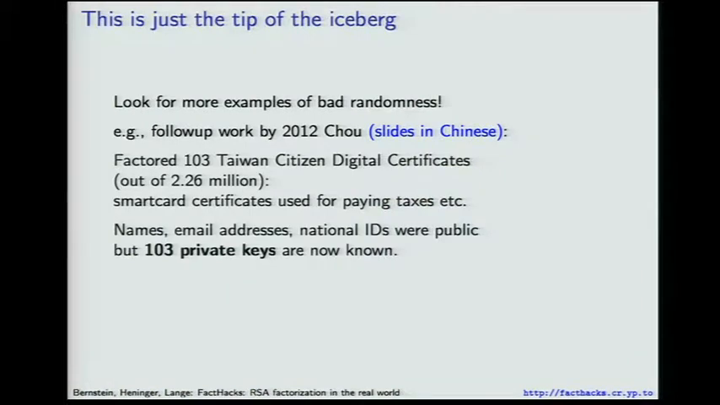Once you've found that there's a problem like this, then of course you start looking around for more and more places where you might have some bad randomness. For example, there's a paper, or at least slides, by Chow in Taiwan saying they took 2 million Taiwan citizen digital certificates and did some GCDs and found that 103 of those were factorable. So anybody who downloaded these certificates, which apparently are used in Taiwan for paying your taxes, talking to banks, I don't know, but paying taxes is one that I've checked. So 103 people out there have these Taiwan citizen digital certificates where you're supposed to have in this database things like the names of the people and their ID numbers, but you aren't supposed to have their secret keys. The whole point is those are supposed to be private, kept on smart cards that are issued to the citizens in Taiwan. And the randomness generation is so bad that 103 of those keys have now been factored.